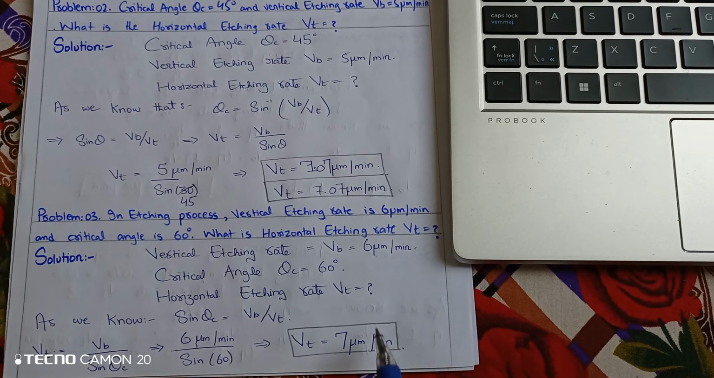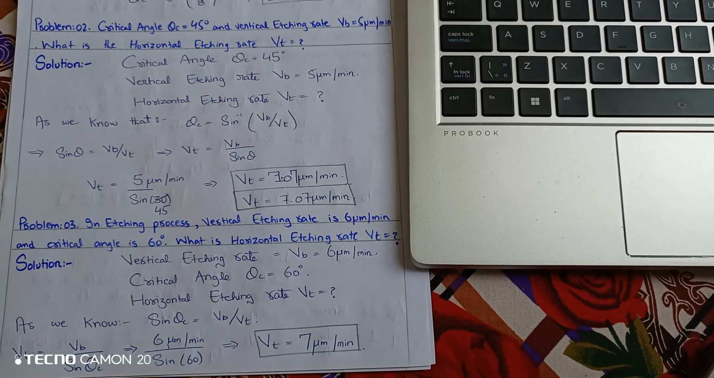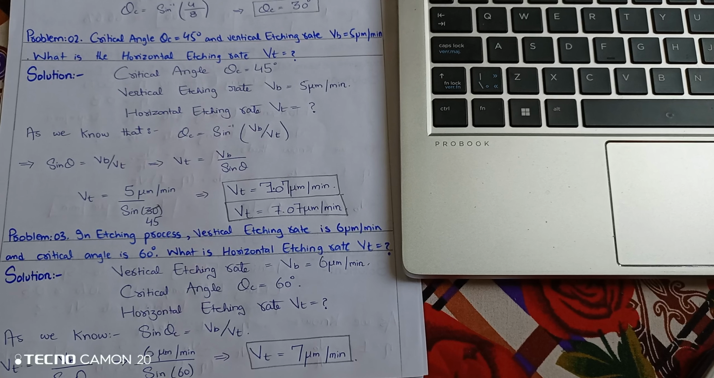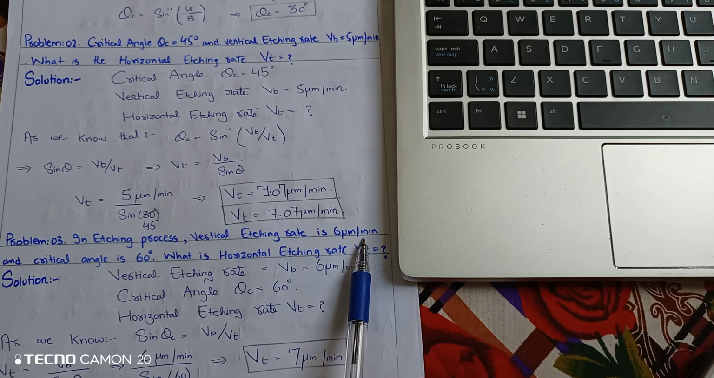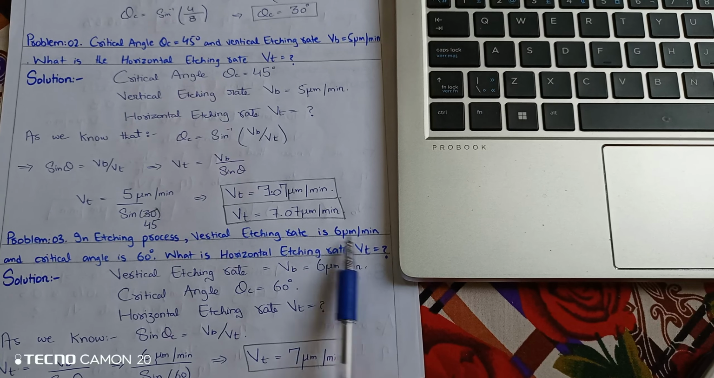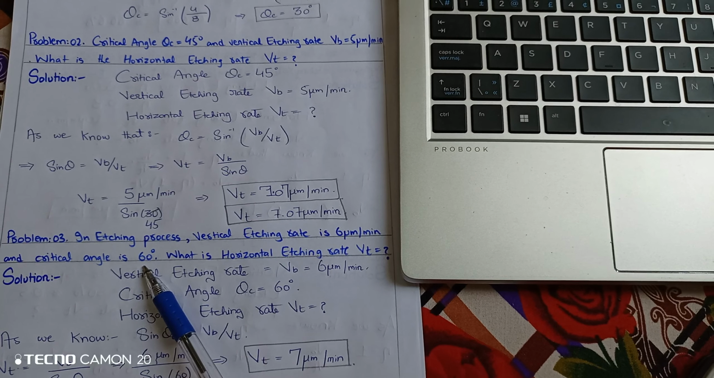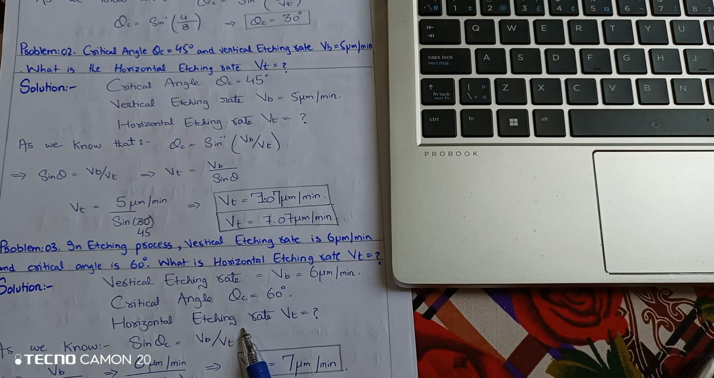So now move on towards our third problem. In an etching process the vertical etching rate is 6 micrometer per minute. Okay, the vertical etching rate is given, which is 6 micrometer per minute, and the critical angle is again given, which is 60 degrees. You have to find what is the horizontal etching rate. Again you have to find the horizontal etching rate, meaning VT.